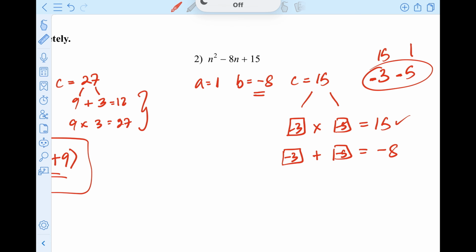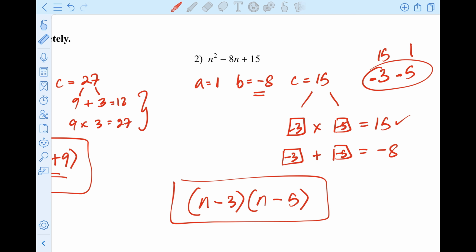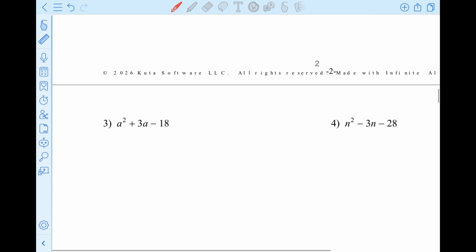So in this case, I would end up with n minus 3, n minus 5. All right. So this is what we're focusing on here. Let's look at another one.